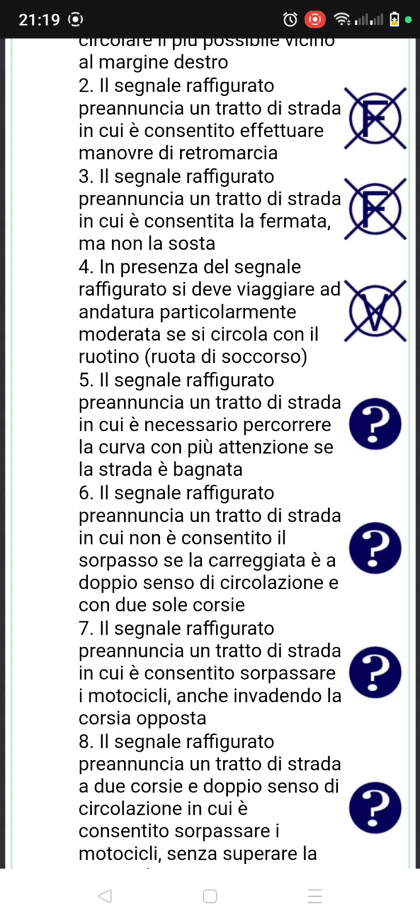Se si circola con il ruotino. So, if you are circulating with the spare tires, you must proceed with a particularly moderate speed, because if you are using these spare tires, you have to go very slowly, and it's true.